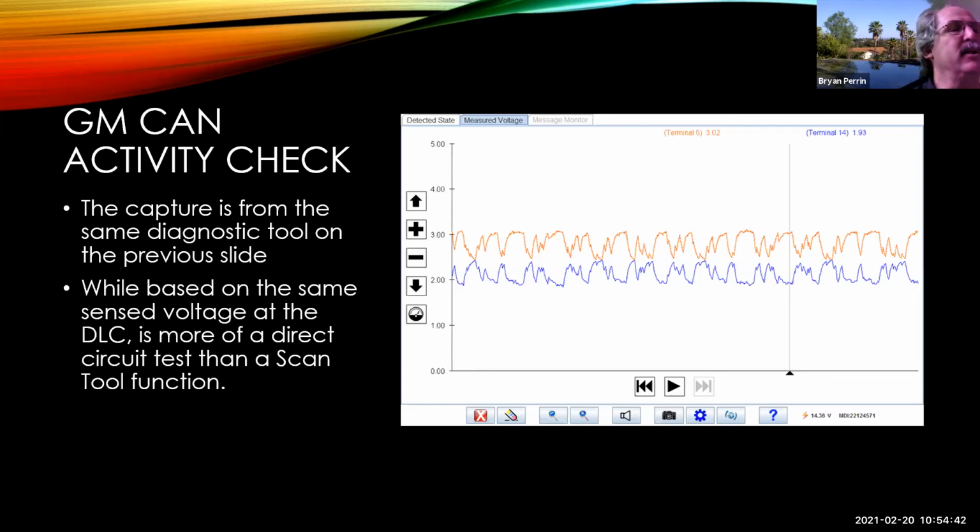And so CAN is much more tolerant to opens than it is to shorts. I have some redundancy with an open. I have very little redundancy with a short. So that's why it really affects it, and that's why those codes we get matter.